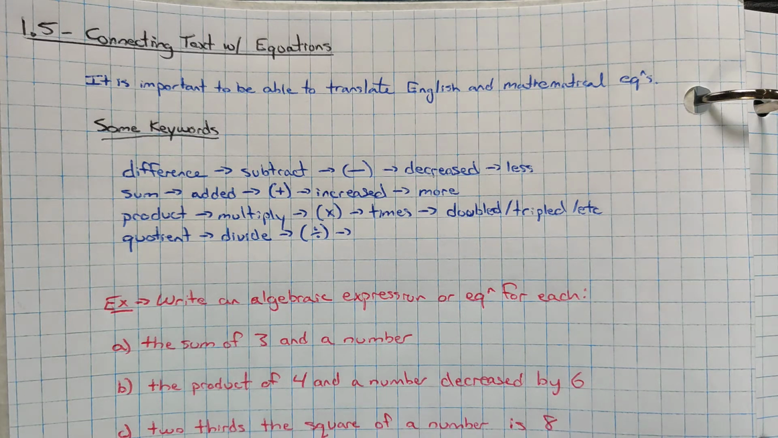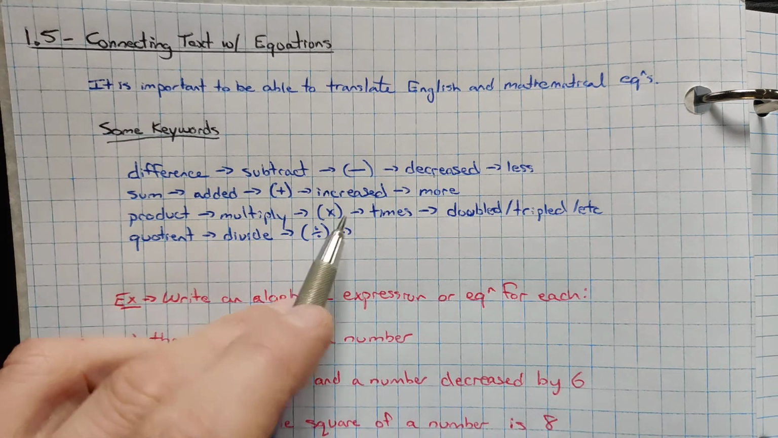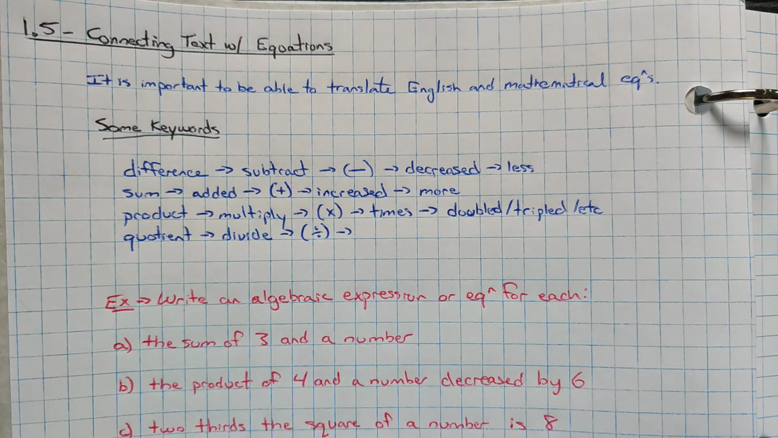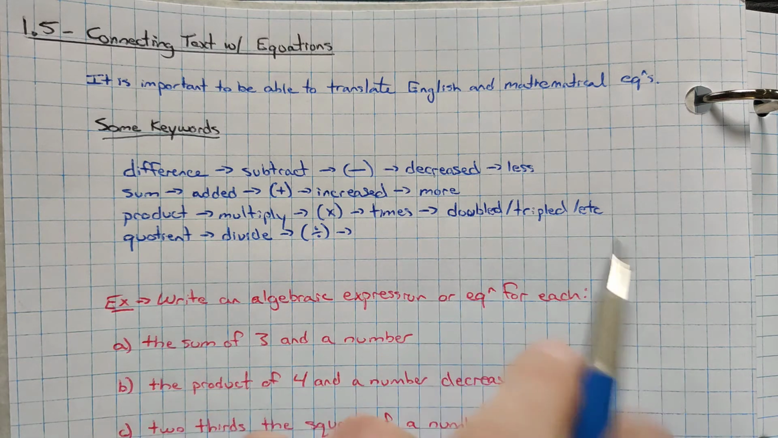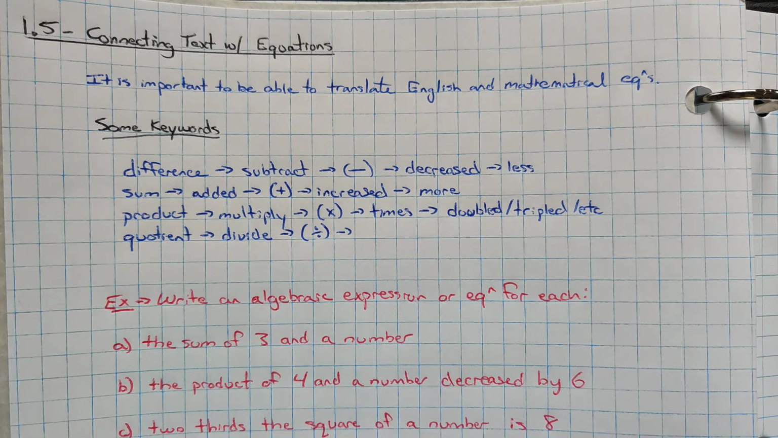Product, multiply, the multiplication sign, times, doubled, tripled, things like that. Those all are situations where we are multiplying. In the case of doubled, you're multiplying by 2. Tripled, multiplying by 3. When you see the word quotient, we're dividing, division sign. That's about all I could think of off the top of my head. There's probably some others that we may encounter as we go.